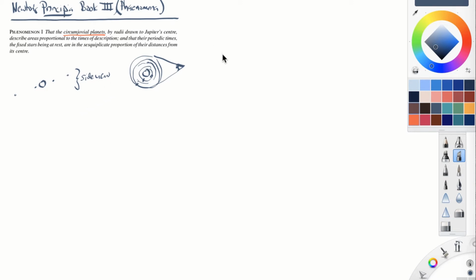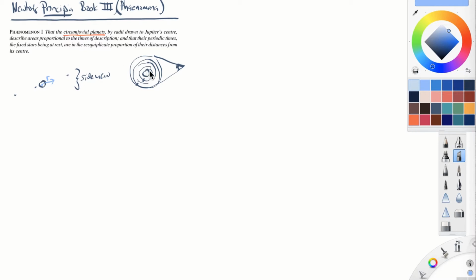We're talking about the circumjovial planets. He says by radii drawn to Jupiter's center. So if you were to draw a diameter or a radius from the center of Jupiter out to the location of a particular planet, that's the radius drawn from Jupiter's center, these describe areas proportional to the times of description, and that they're periodic. Okay, so what does that mean?